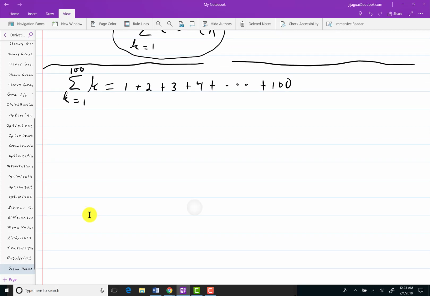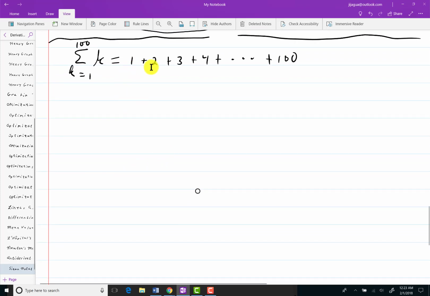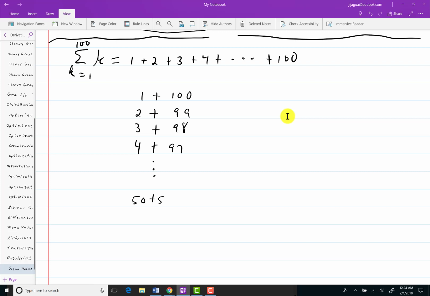One of the most famous mathematicians ever, his name was Gauss, was a brilliant mathematician who very early in his life figured out a much faster way of adding up these numbers. What he did is he rearranged them. So for example, he put 1 and 100 together. So he took the first and the last and combined them. Then he took the second and the second to last, and then the third and third from the last, fourth and fourth from the last, and kept going until he finally ended up at 50 plus 51.